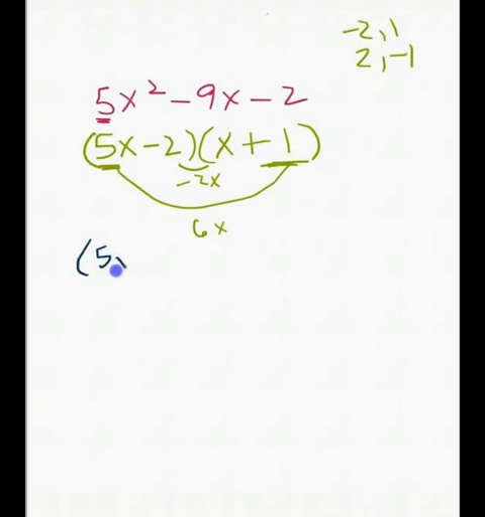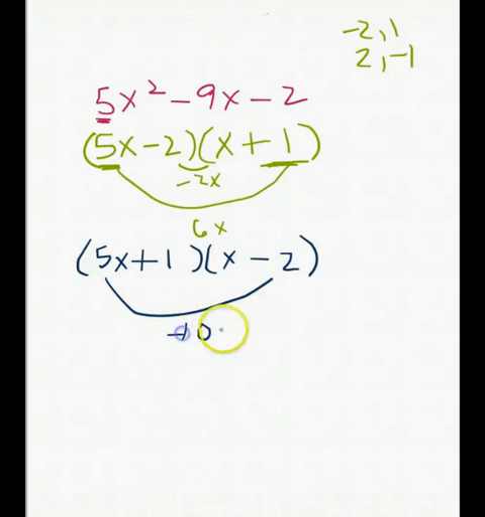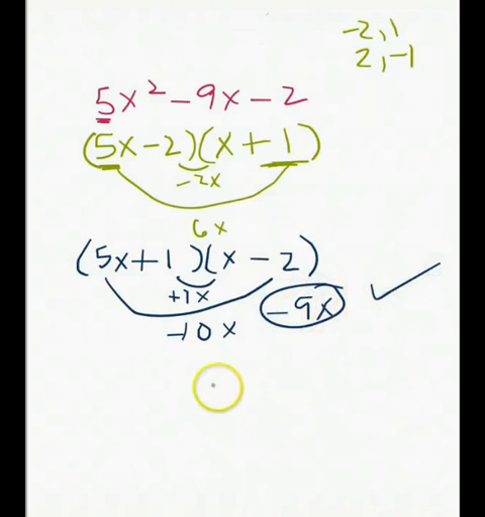So I know the 5x is in the right spot. I know the x is in the right spot. Let's flip-flop them. So we'll put 1 over here and negative 2 over there. Now this gives me negative 10, of course x, and this gives me positive 1. Add those together, and that does give me negative 9. Ding, ding, ding! So that's good. We like that. All right, so there's my answer right here.